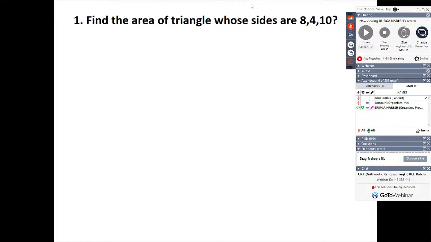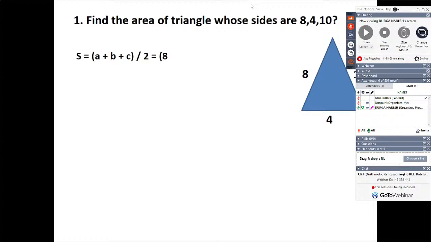Okay. So 8, 4, 10 means all sides are different. It is called a scalene triangle. So whenever it is a scalene triangle, write down the area: root of s into (s minus a) into (s minus b) into (s minus c). What is the s value? s is (a plus b plus c) by 2.